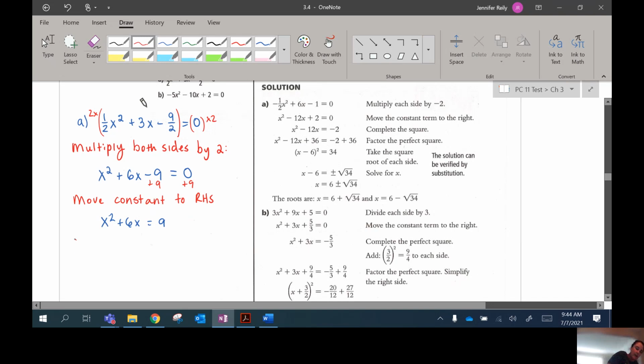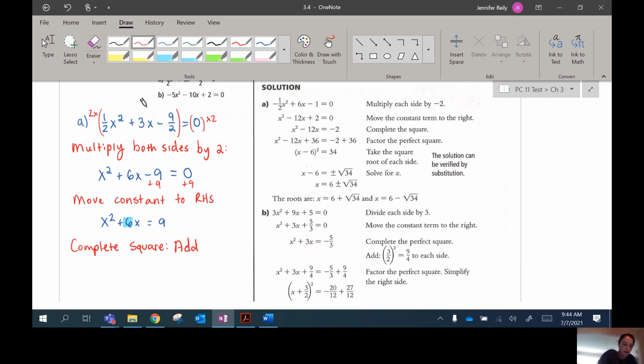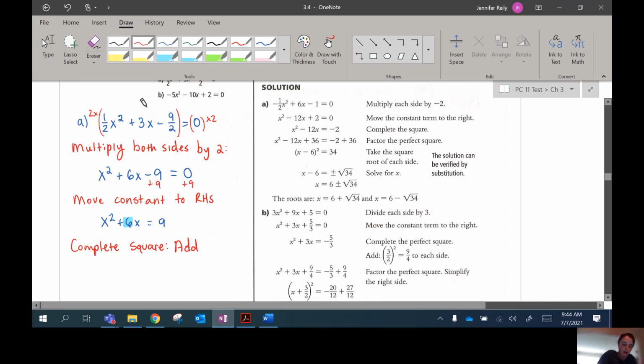And now I'm going to complete the square. Remember we take this middle number, in this case 6, divide it by 2 and square it. And that's what we're going to add to both sides. So 6 divided by 2 is 3, and squaring 3 is 9. So I'm going to add 9 to both sides. If I add it to the left side, I've got to add it to the right side.